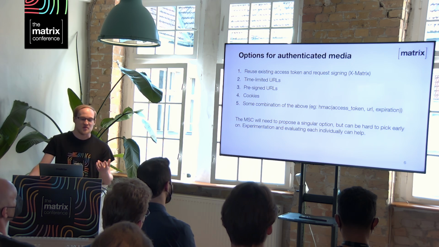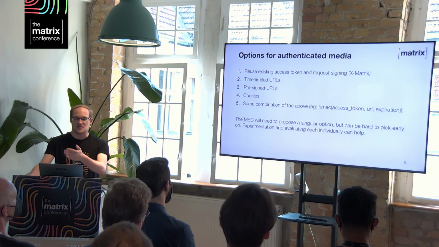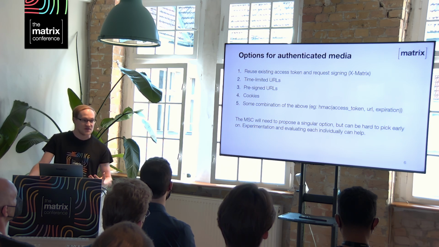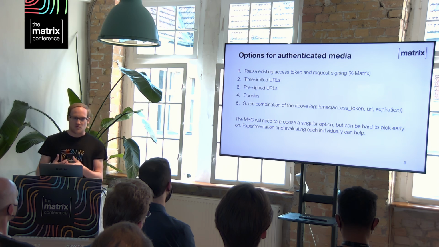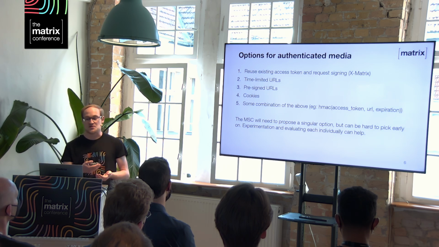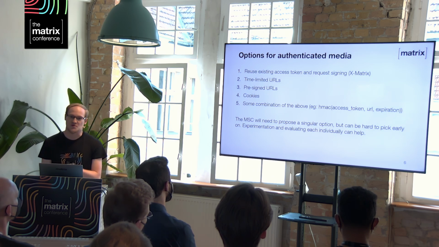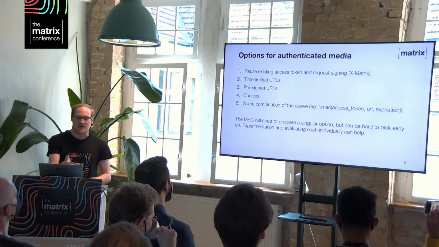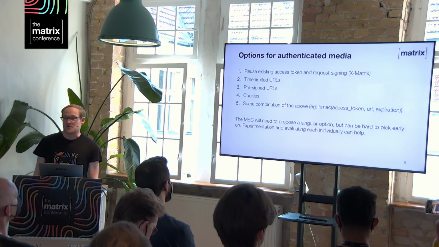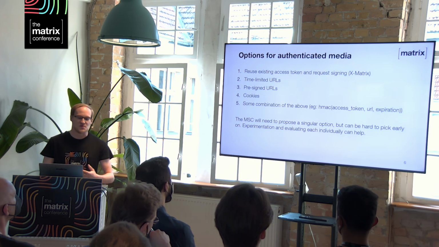But we also have time-limited URLs where it just expires in a minute or 5 minutes or something like that. We can also just use pre-signed URLs, which are pretty common in S3 and CloudFront and that sort of space, where you create a URL that only one person can access. We can also use cookies if we want to go back to the early 2000s and try and do that instead. There are some issues with that. And then we can also use some combination of the above. We could use HMAC to include those on URLs.